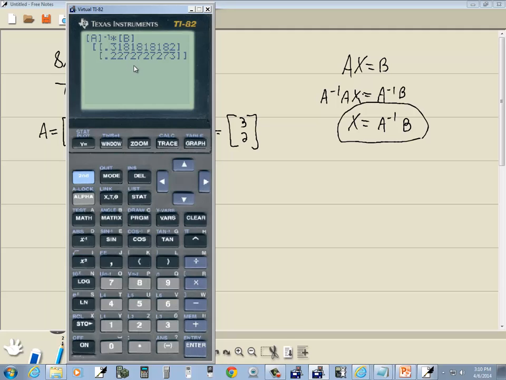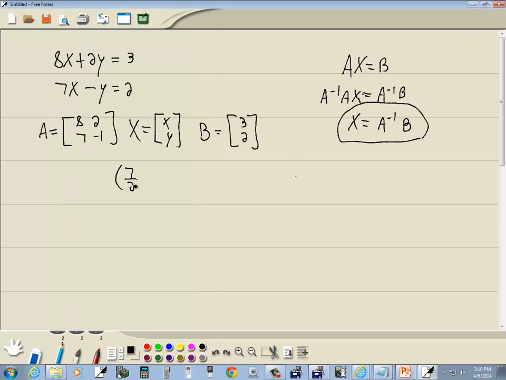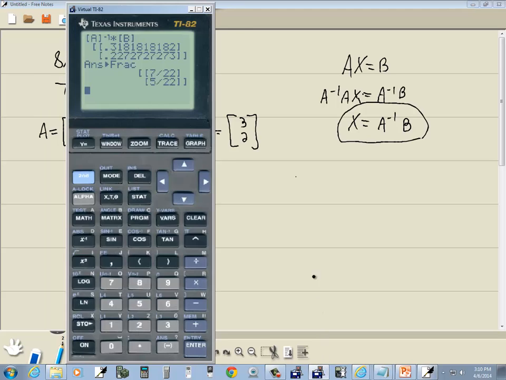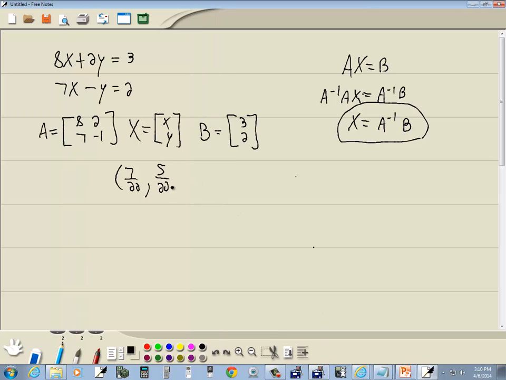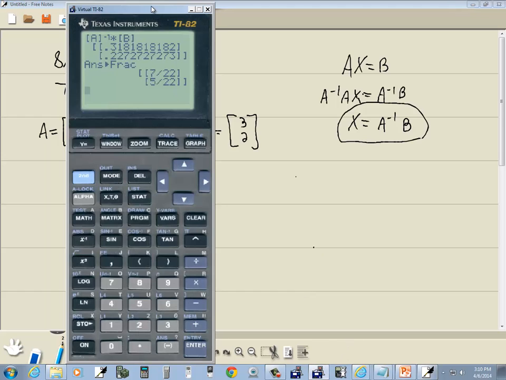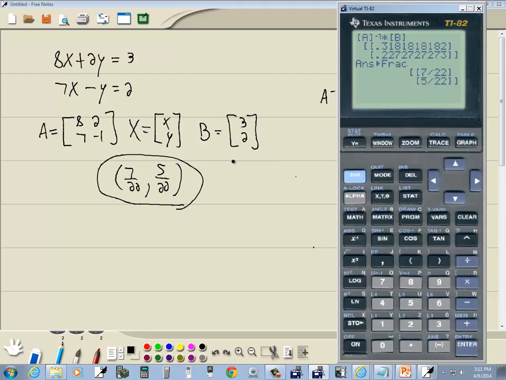Now we get decimals, but that's okay. We know how to change decimals to fractions. You do math, enter, enter. So our answer to this particular problem will be 7 over 22 and 5 over 22. It doesn't come out very nice, this particular one, but they don't always come out nice. So not too bad. I wish it had the REF on it, but it doesn't. But that's not hideous to solving problems that way. Anyway, that's solving linear systems of equations, two variables, on a TI-82 calculator.